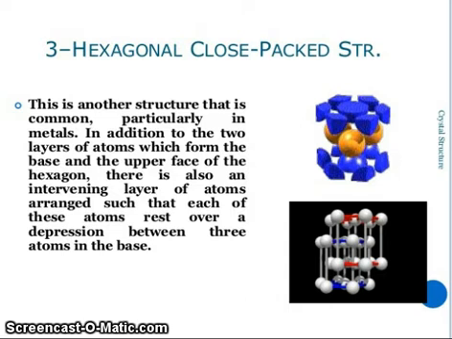Now friends, hexagonal close packed structure. This is another structure that is common, particularly in metals, in addition to the 2 layers of atoms which form the base and the upper face of the hexagon. There is also an intervening layer of atoms arranged such that each of these atoms rests over a depression between 3 atoms in the base.